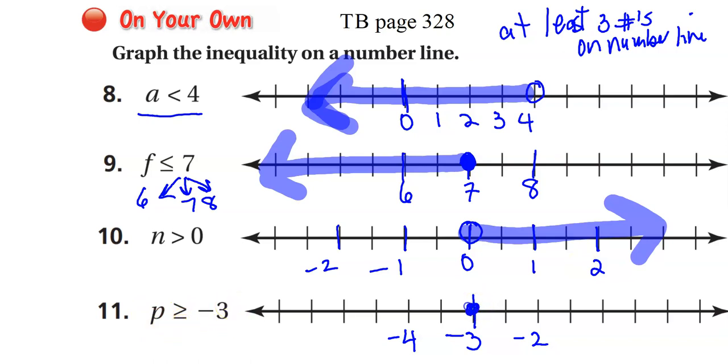So I'm going to put a closed circle on the -3 because it includes that number. And then I'm going to highlight, and my arrow is going to go, oh, that's fine. My arrow is going to go off to the left. All of the numbers that are greater than -3 will be on the left-hand side.